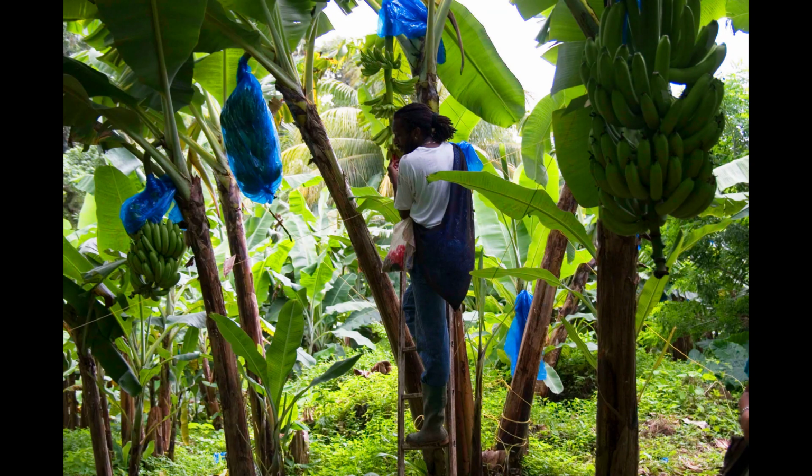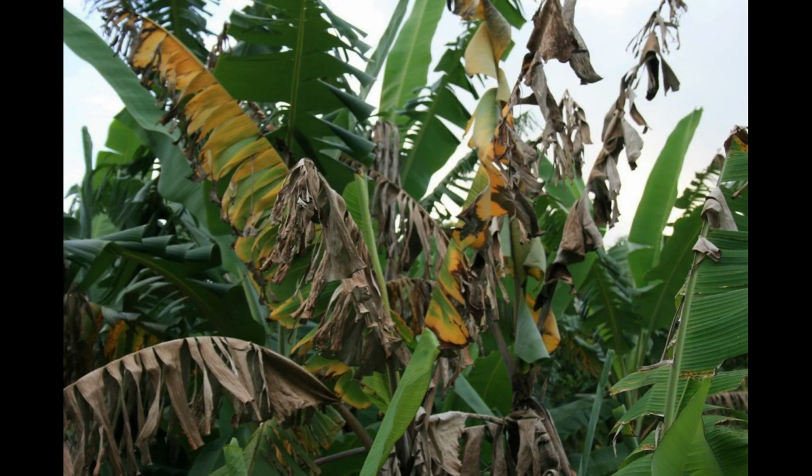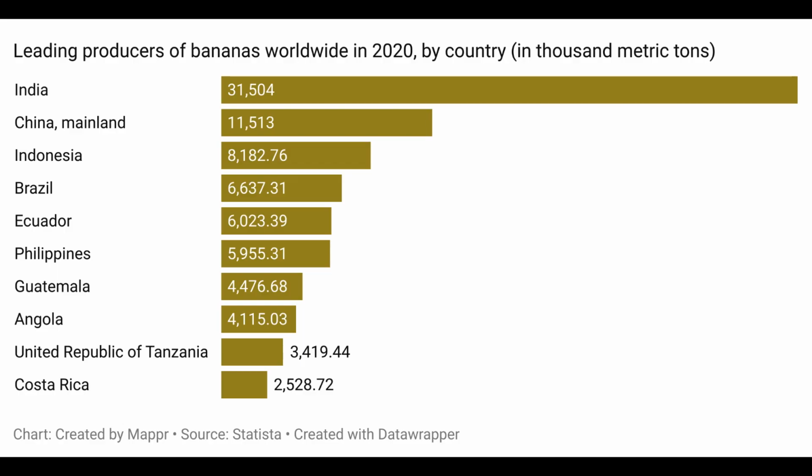Bananas are the 8th most important food crop worldwide and the 4th most important among the world's least developed countries. Bananas are a cash crop, relied on by many as a source of income and many others as a source of food. This chart here shows the leading producers of bananas worldwide, India leading, and shows the thousands of metric tons produced each year. This all shows how important bananas are for the global economy.